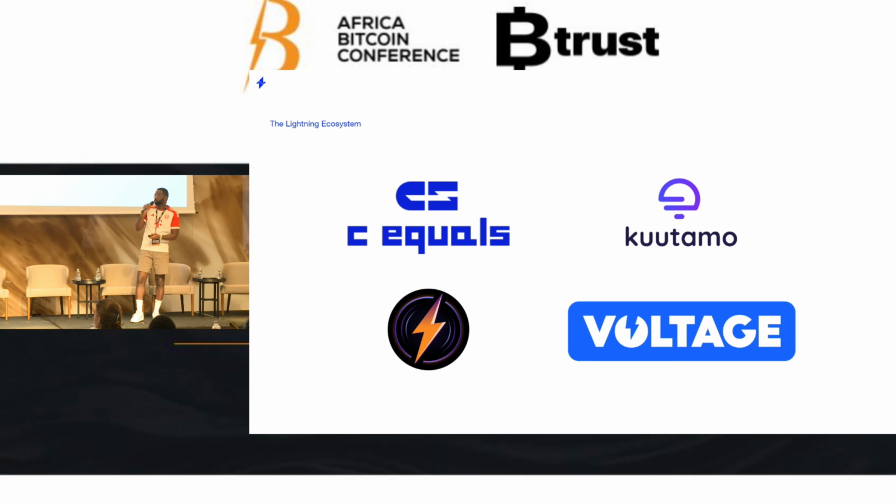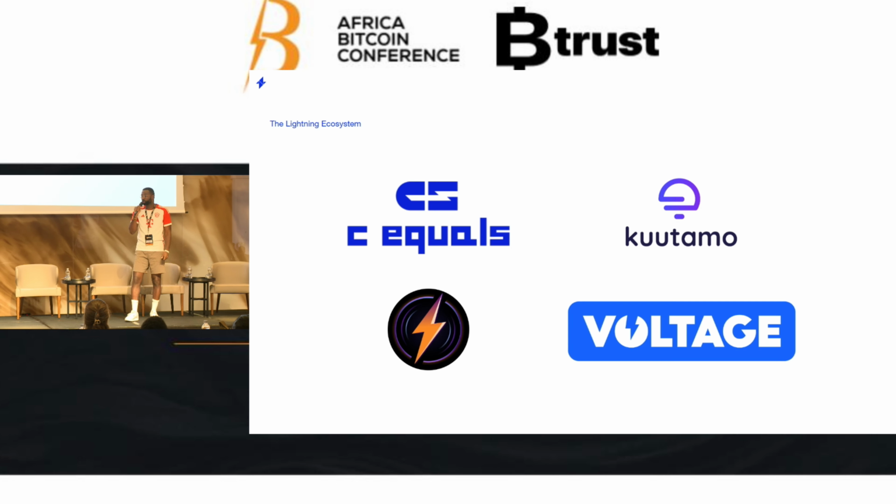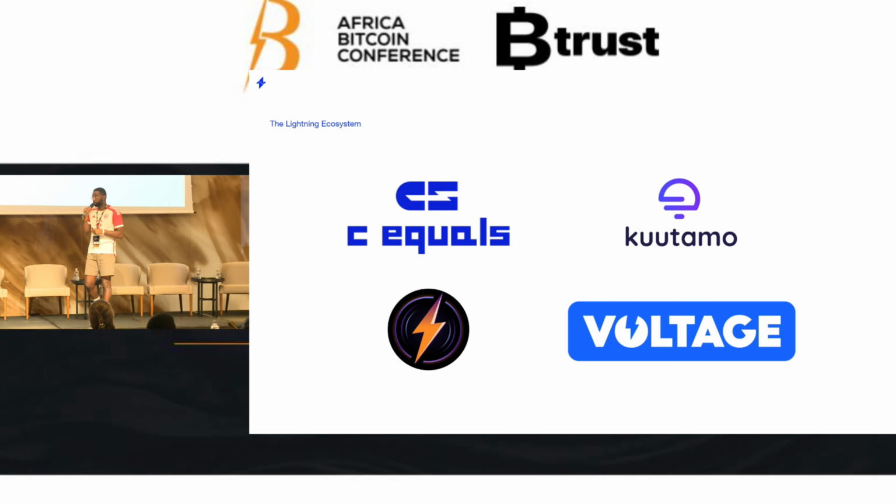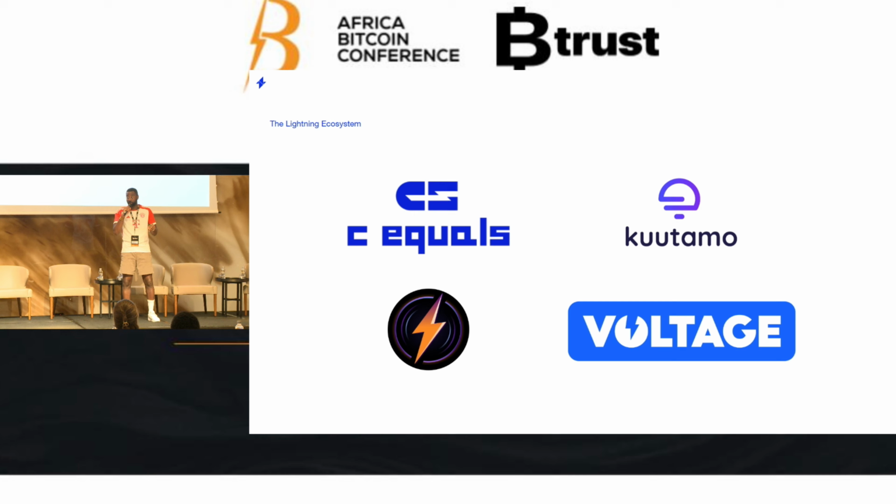And some of these organizations are represented in this slide as well: Sea Equals, Let There Be Lightning, Voltage, and Kutamo. You can work with these organizations to, at least initially, handle all of your infrastructure needs. And then as you get more comfortable, you can maybe in-house some of that stuff.